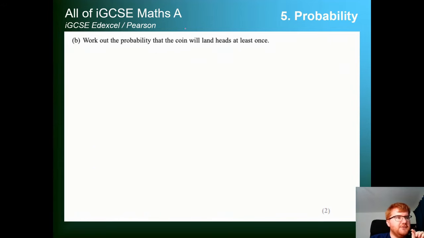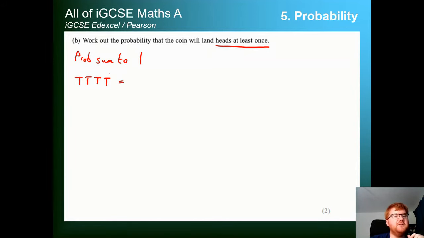Now B is an interesting question here. Work out the probability that the coin will land heads at least once. So instead of working out all the combinations, you can imagine all the combinations there, we're going to take a slightly different approach. Now we know all probabilities sum to 1. The only combination where it doesn't land heads at least once is tails, tails, tails, tails. Every other combination has a head at least once.